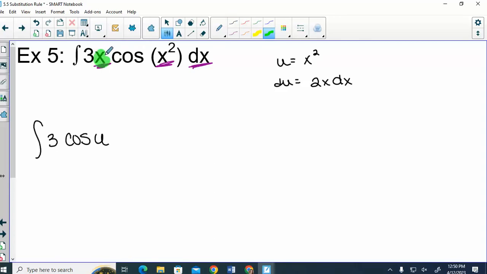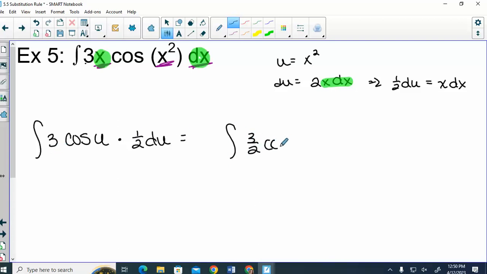Then I have an x dx. I have part of that here, so I don't need the 2. So that means 1/2 du could replace the x and the dx. So I kept the 3, I changed this to cosine of u, and then x dx is going to become 1/2 du. Or if you multiply 3 times 1/2, that's 3/2 cosine u du.